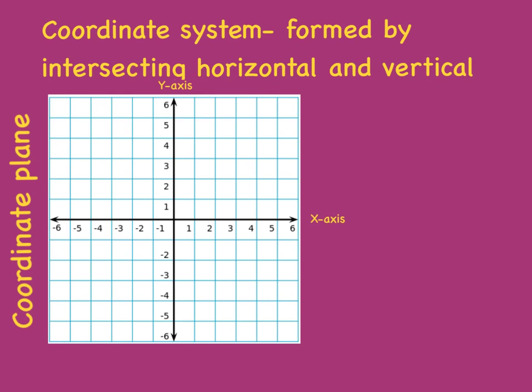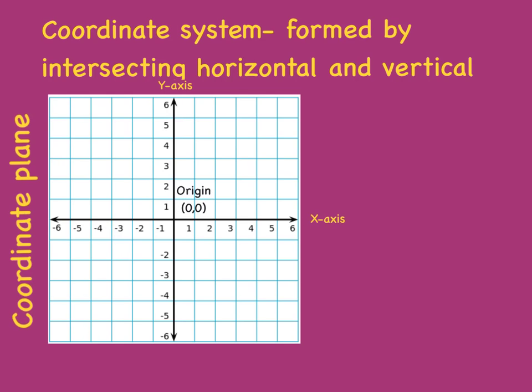All right, the point in the middle here, 0, 0, where the two intersect, we don't go any to the left or to the right. We don't go any up or down. We call that the origin. Point 0, 0 is the origin.